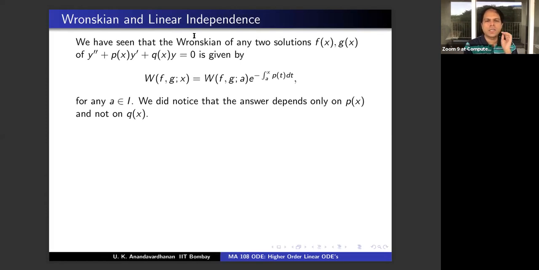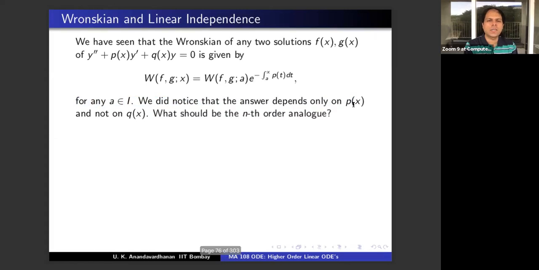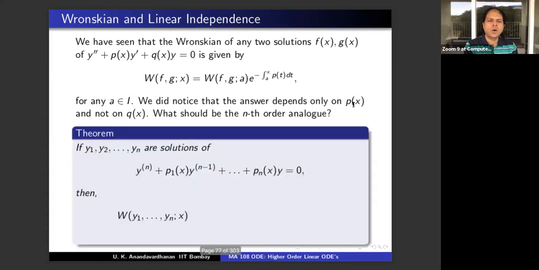So we did notice that the answer depends only on p(x) and not on q(x). And what should be the nth order analog? The nth order analog: if y1, y2, etc., yn are solutions of the nth order homogeneous equation in standard form, we will also assume the p_i are continuous. Maybe there's a slightly better result. Let's not bother. The p_i are continuous.